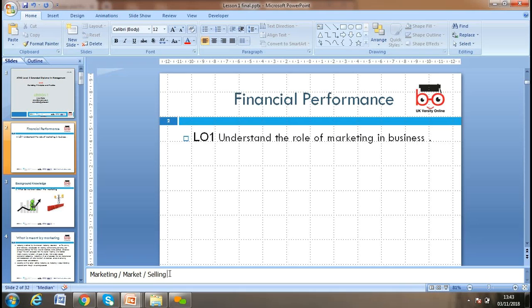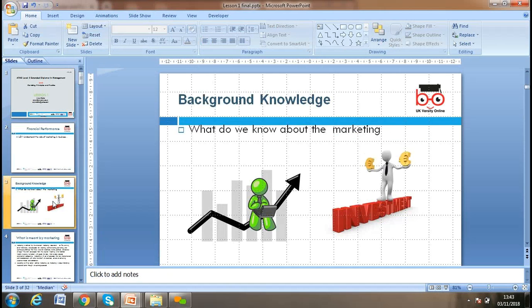A market is a place where we exchange our goods and services. And marketing means satisfying consumer needs and wants. So as a marketer, your job as a company is to satisfy the needs and wants of the customer. You put yourself in the customer's shoes and see through the customer's eyes. That's what we need to focus on as marketers. So what do we know about marketing? Does anybody know what is meant by marketing?